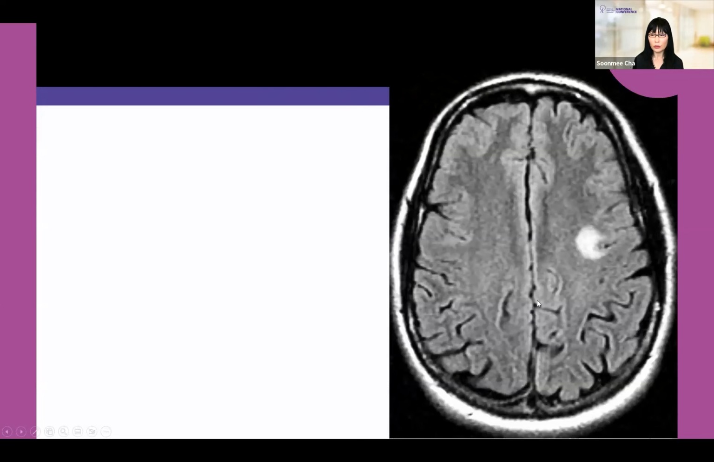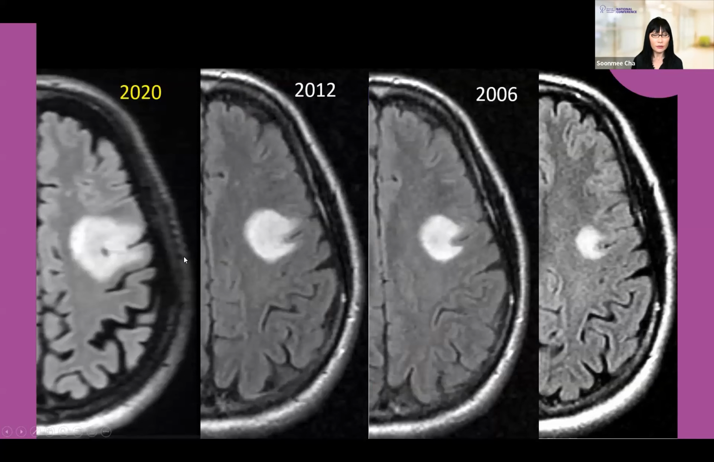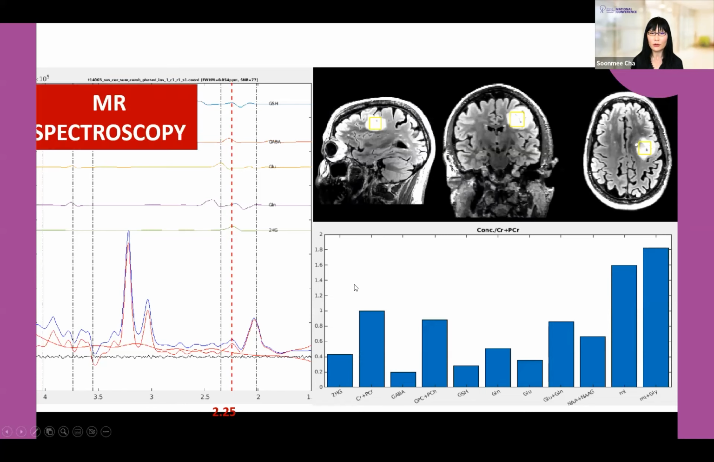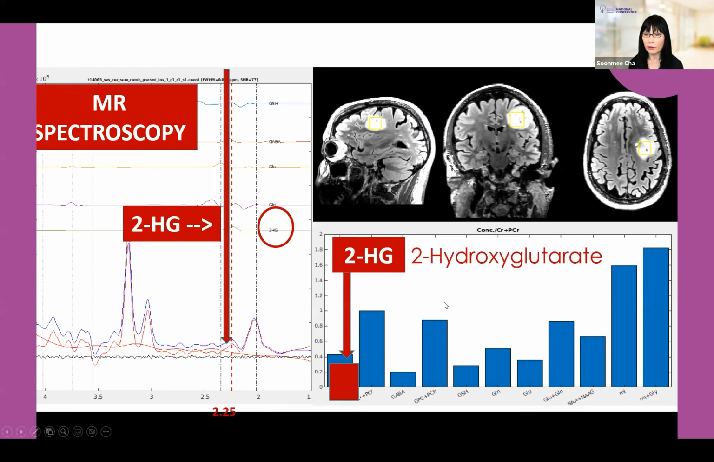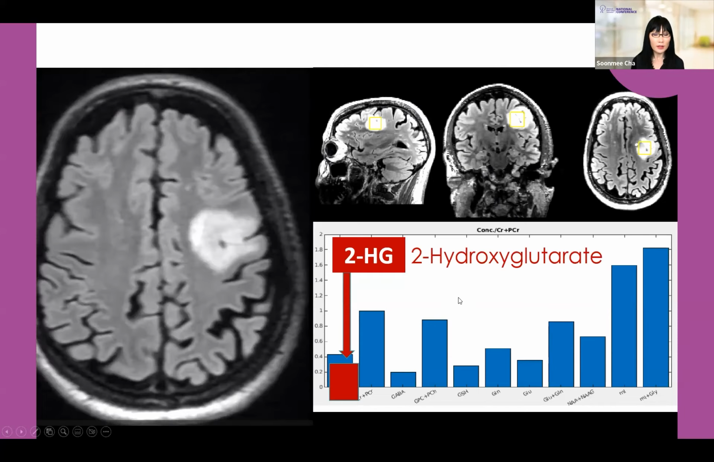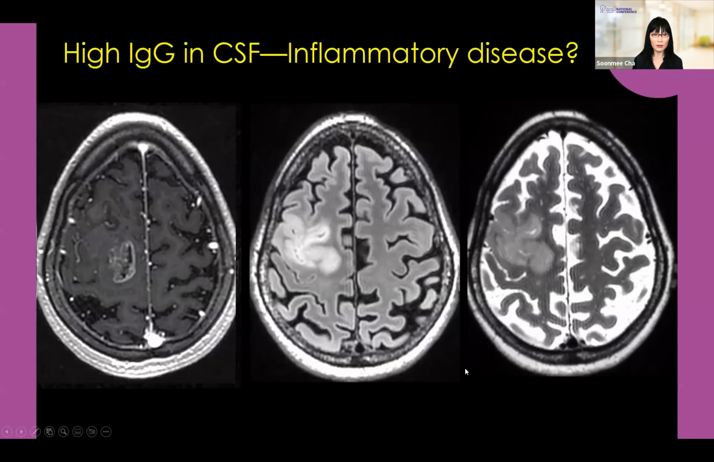How about this one? Is this tumor? This is a patient that we've been following since 2003, and over 17 years, this lesion doubled. So finally, we sent the patient for 2-hydroxyglutarate spectroscopy, and lo and behold, this particular lesion had a distinct expression of 2-HG, which is a surrogate marker of IDH mutant diffuse glioma. And in fact, the patient was sent to surgery at UCSF, and this is a proven oligodendroglioma, IDH mutant.